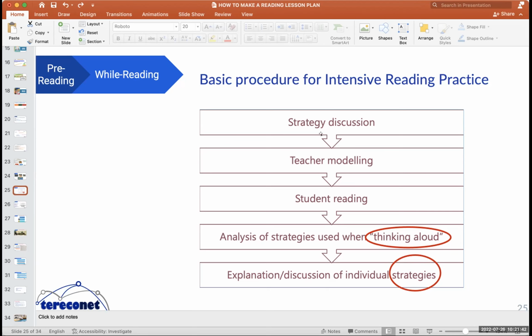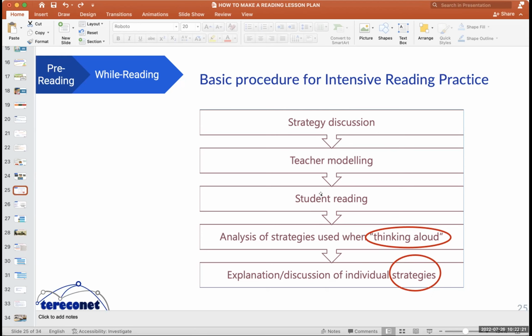Then I would start with strategy discussion. So it's going to be on skimming, scanning, reading for detail, making prediction. What skill, what strategy we should apply, and why we should do it, and then how we should do it. That is strategy discussion. Then we will do something about teacher modeling, so that students should be able to see what they're supposed to do. So it is about teacher modeling. And then moving on to students doing some practice.